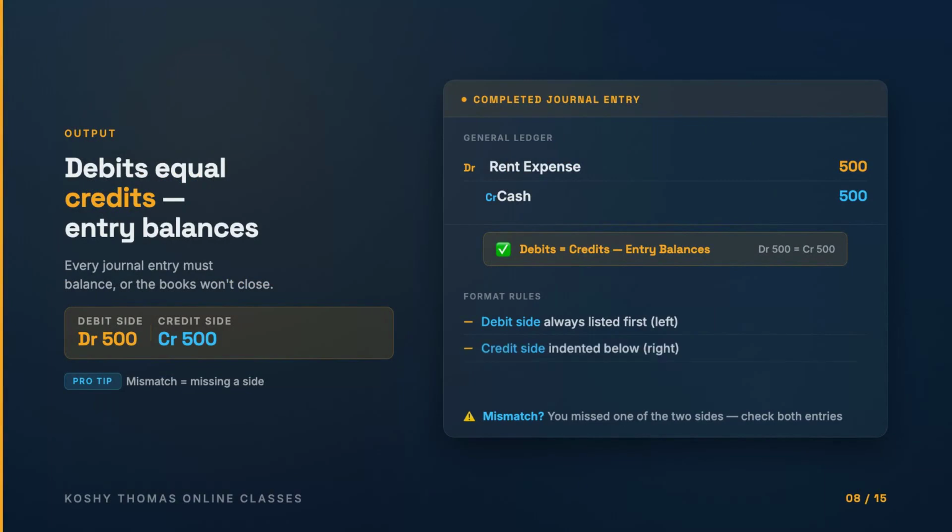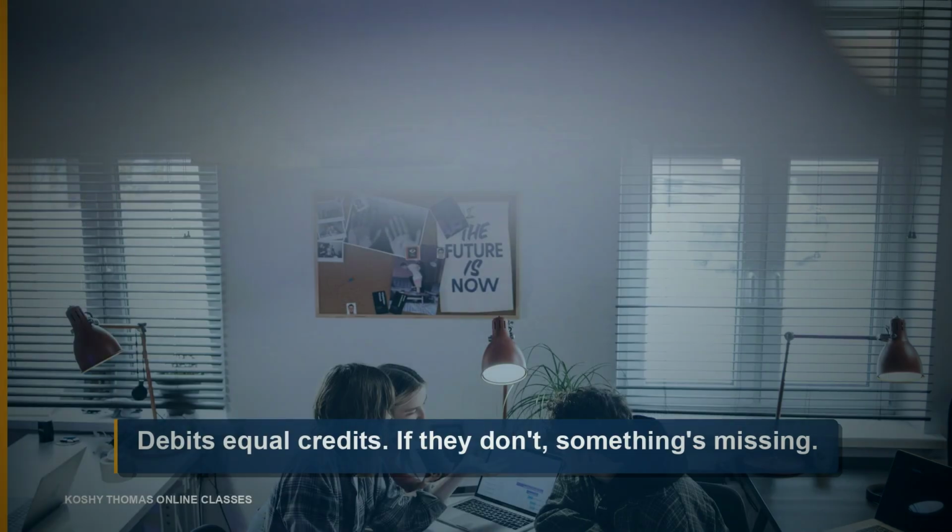Rent expense, debit $500 on the left. Cash, credit $500 on the right. Total debits equal total credits. The entry balances. And notice, both sides total $500. If your debits and credits don't match, something's missing. Go back to step 1 and find the side you skipped.